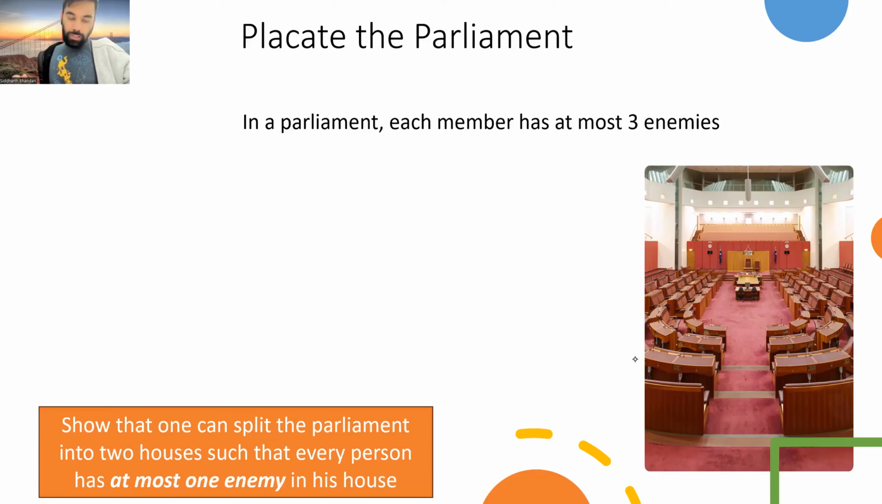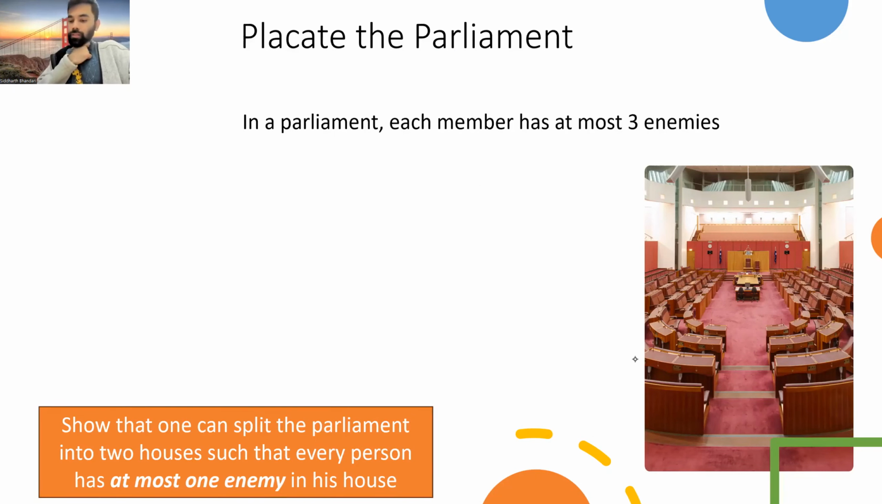So what is this question? There is some parliament, and this question will contain a glimpse of graph theory also. Whatever we need, we'll do it here. So don't worry if you don't know graph theory.